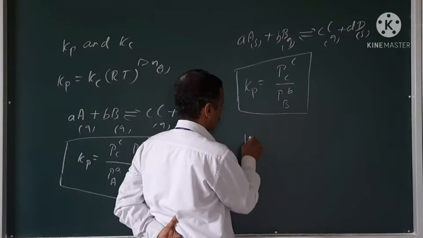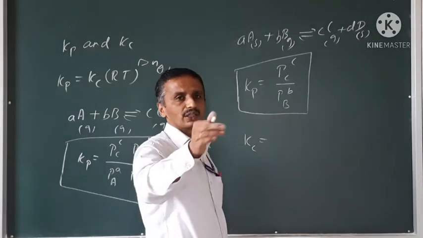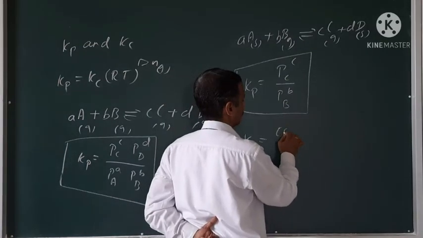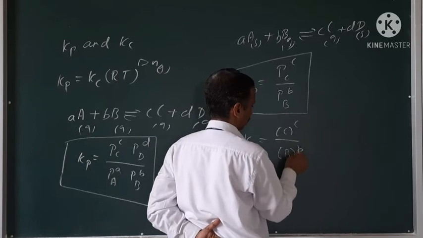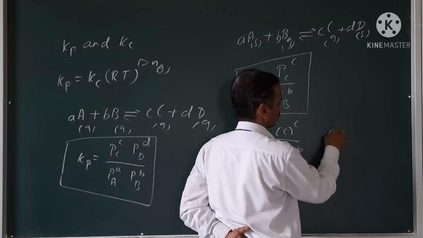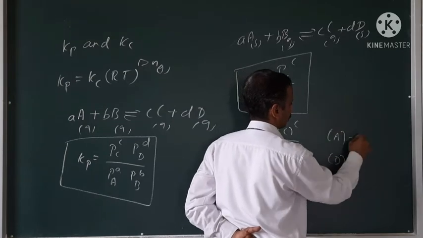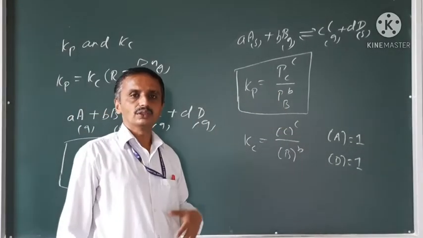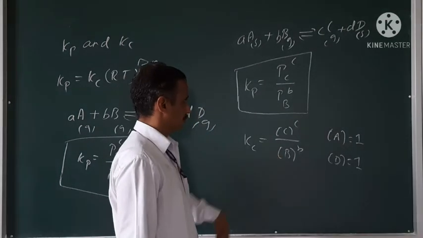Now, if I write the Kc equation, so it is not a gas. Kc equation, what do I have to do? It is C to the power c divided by B to the power b. I am not taking the A concentration or the D concentration because they are taken as unity. Concentration of the solid is taken as unity only.